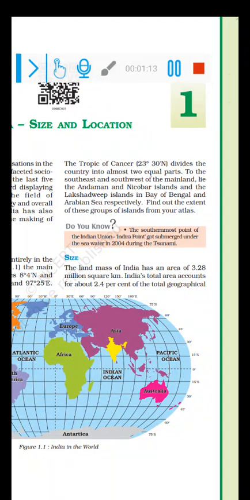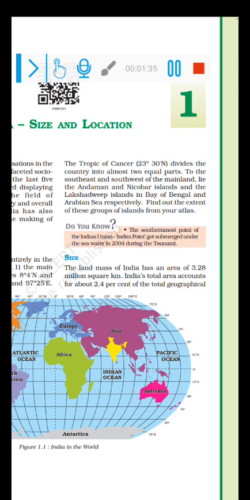of the prime meridian. Now, the Tropic of Cancer, that is 23.5 degrees, passes through the center of India, dividing India into two equal halves. So that is why India is also called a tropical country. The southernmost point of India is the Indira Point, which has now got submerged due to the tsunami.